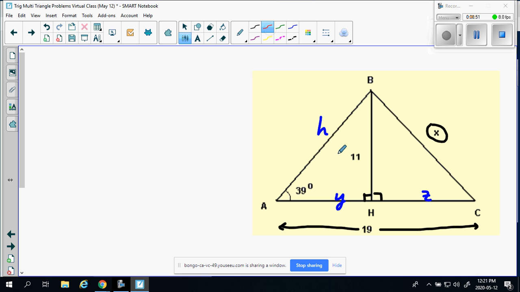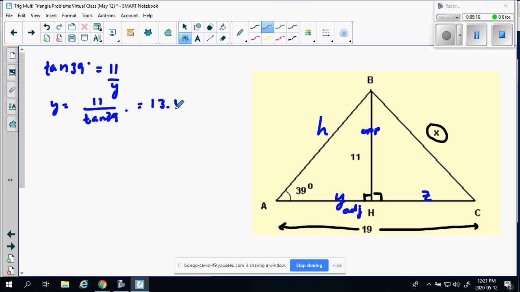So let's label this thing. So we have adjacent and we have opposite. So I guess we're using tan. So tan of 39 degrees is opposite over adjacent, 11 over Y. Y is going to be 11 over tan 39. So I'm getting, to 4 decimal places, 13.5839. So then we can find Z because Z is just 19 minus that.